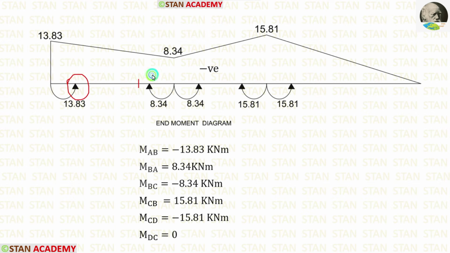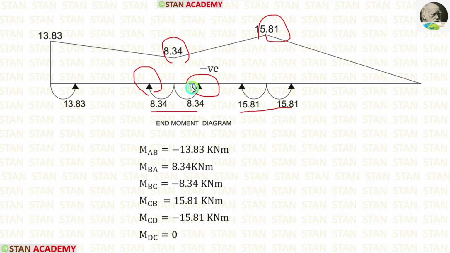All the curves are indicating upwards. That means all the points in the end moment diagram will be coming above this line. In the point B, we are having two moments. In the point C also, we are having two moments. Even though we are having two moments, we have to make only one point because both of these arrows are indicating upwards. In the point C also, both of these arrows are indicating upwards.